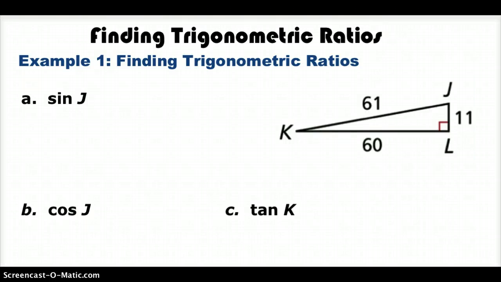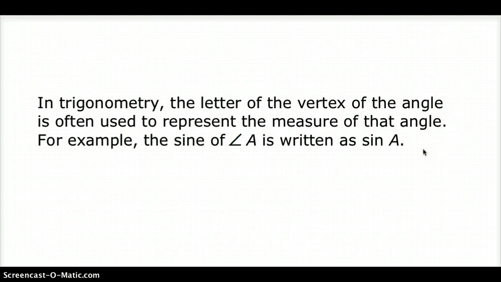Next, we're going to look at how we can find these trig ratios. Before we start, one thing I want to mention: in trigonometry, the letter of the vertex of the angle is a lot of the times used to represent the measure of that angle. For example, the sine of angle A is abbreviated, and we're just going to call it sin A. So that's one important thing to realize about how things are going to work.